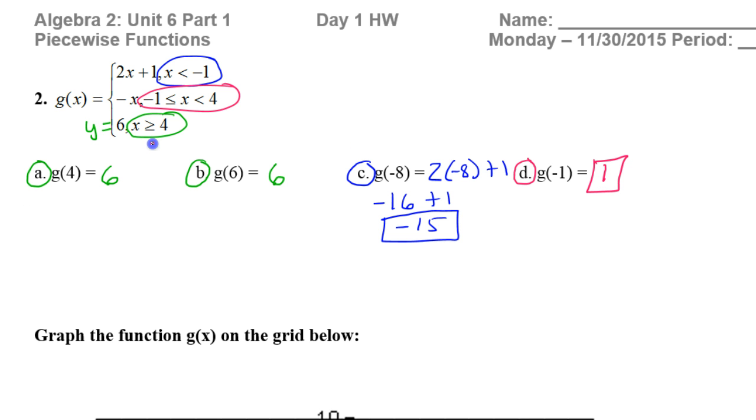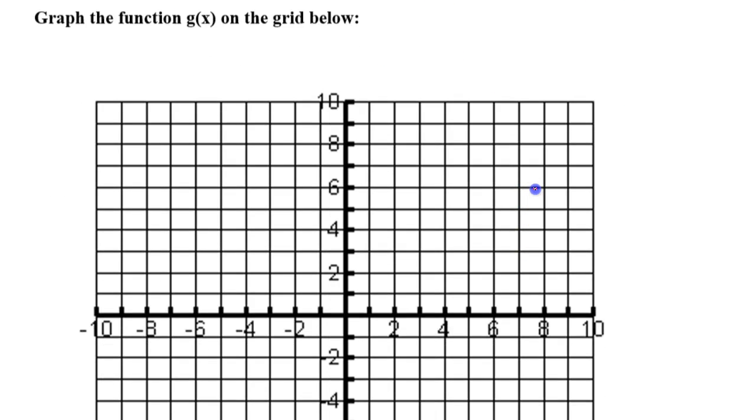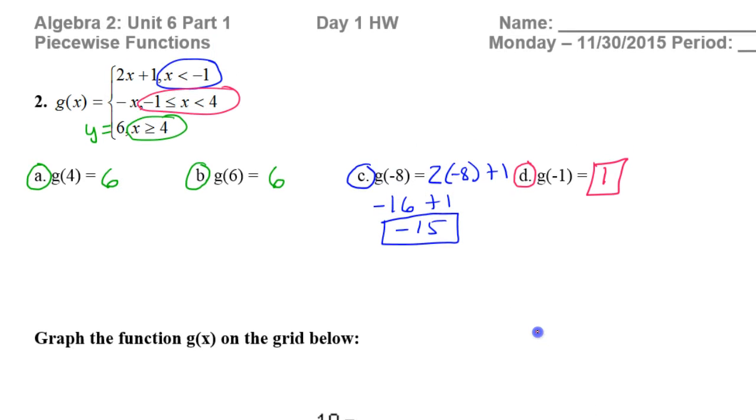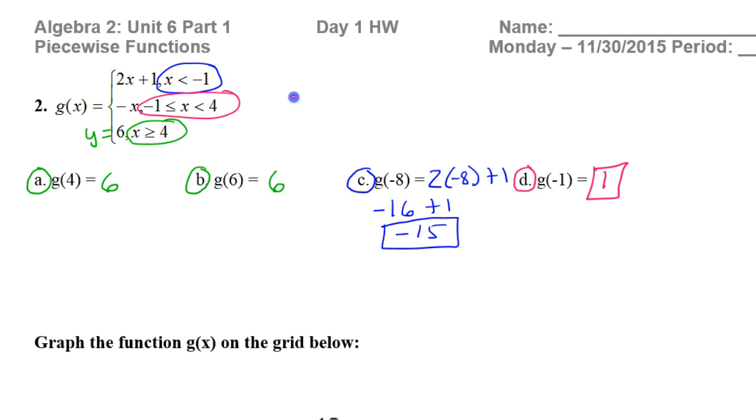Okay, so we evaluated using the functions. Now we need to graph though. So remember what we have are 3 different equations. So I'm just going to write them separately. It's like we have y equals in front of all of these. So this pink one, we have y equals -x. That's the function that we're graphing. For the blue one, you should be thinking y equals 2x plus 1 as you look at this. And for the green one, you should be thinking y equals 6.